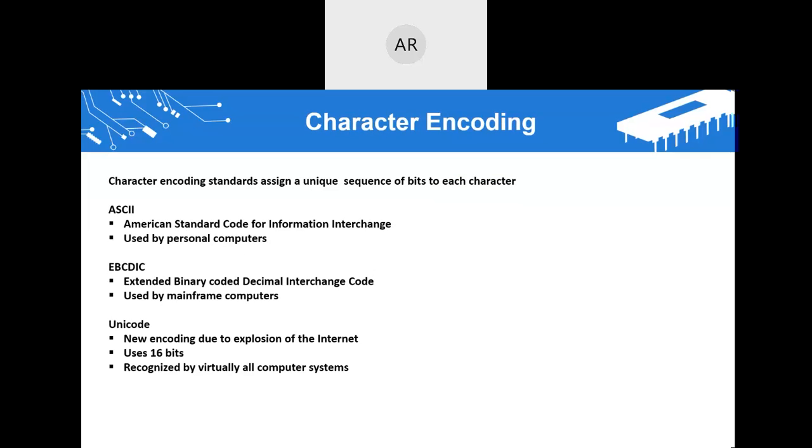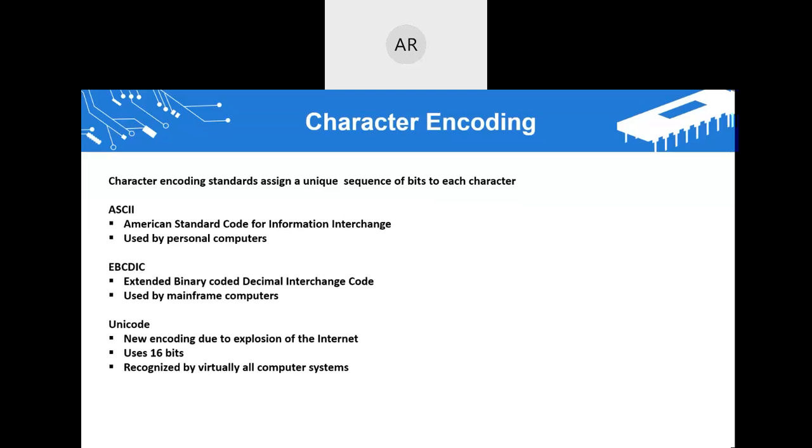Next, character encoding. Character encoding is a standard that assigns a unique sequence of bits to each character. Here we have ASCII, EBCDIC, and Unicode. So what is this character encoding? Character encoding is, for example, ASCII, American Standard Code for Information Interchange.